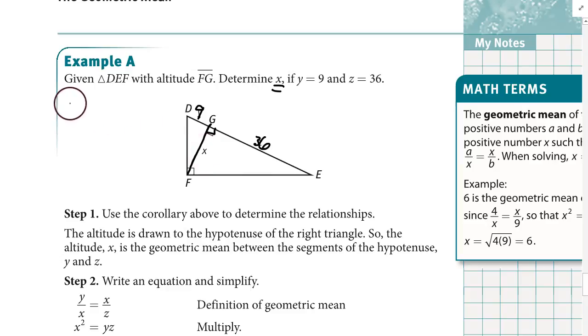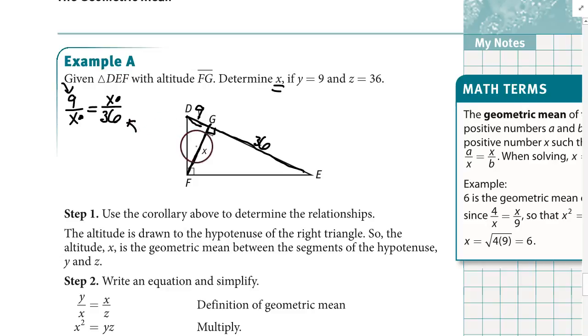We're going to use the first of the two corollaries. 9 is to the x as x is to the 36. Think about what this proportion has to do with that first corollary statement that you have written out in words. The short piece of the original hypotenuse is to the altitude as the altitude is to the other piece of the original hypotenuse. When you have a proportion and you have the same number in this position as in this position, that number there is called the geometric mean between that number and that number.